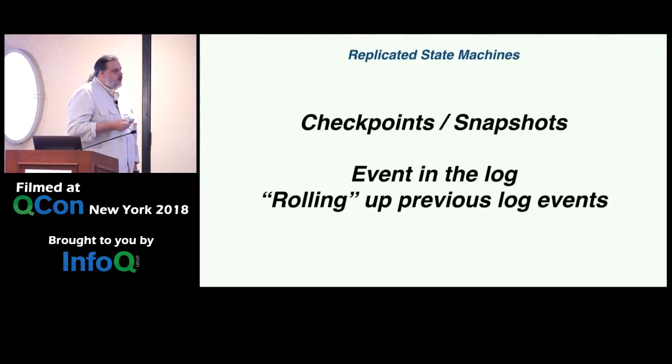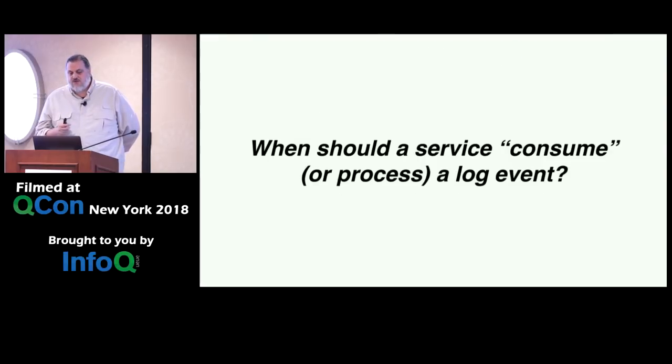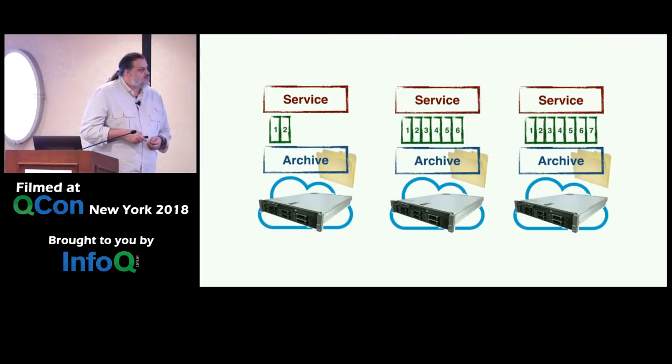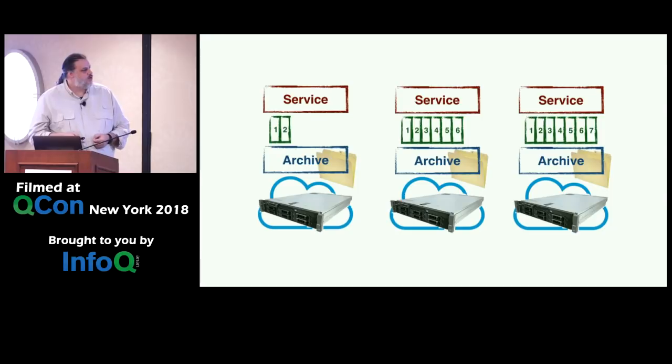And so there comes a question. We have these replicas and they're consuming the log, they're processing the log. When should a service consume or process a log event? This is surprisingly not an easy answer, because let's take, for example, this. One service on the left here has messages 1 and 2. The service in the middle has 1, 2, 3, 4, 5, 6. And the one on the right has 1, 2, 3, 4, 5, 6, 7. So there are 7 messages in the log at least. There might even be more.